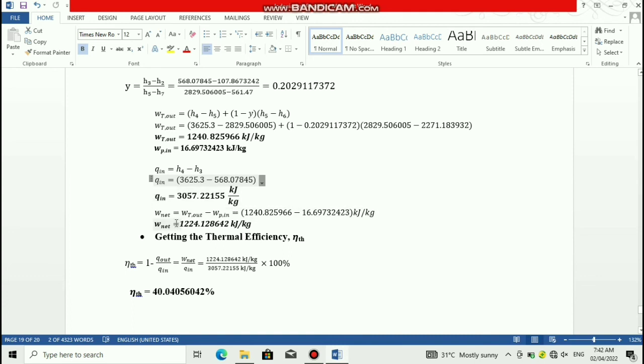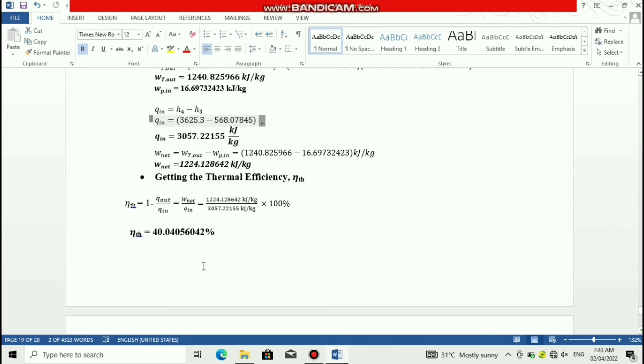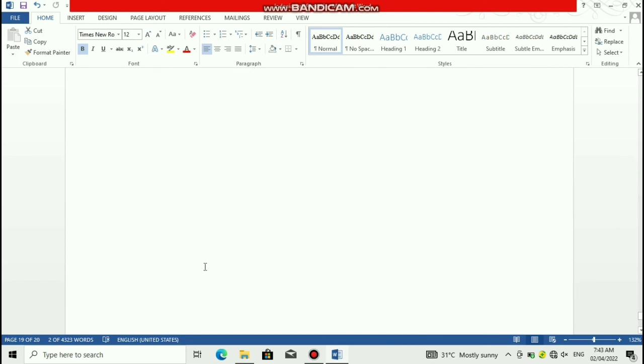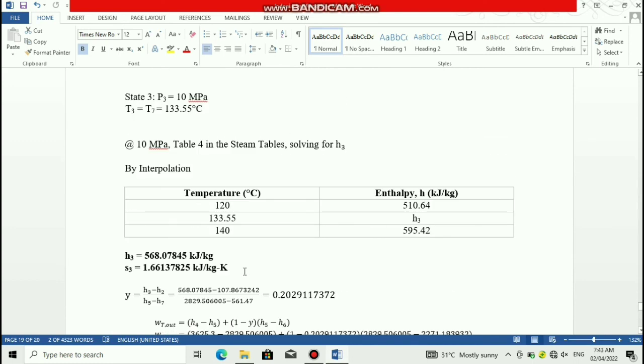Then we proceed to get the work net. Work net equals work of the turbine out minus work of the pump in, which equals 1224.128642 kilojoules per kilogram. Then we proceed to get the thermal efficiency. Using the formula, thermal efficiency equals 1 minus Q out over Q in, or equals work net over Q in, times 100%. We get the thermal efficiency of 40.04056042%. So it meets the desired output or the design. So that's all. Thank you so much.